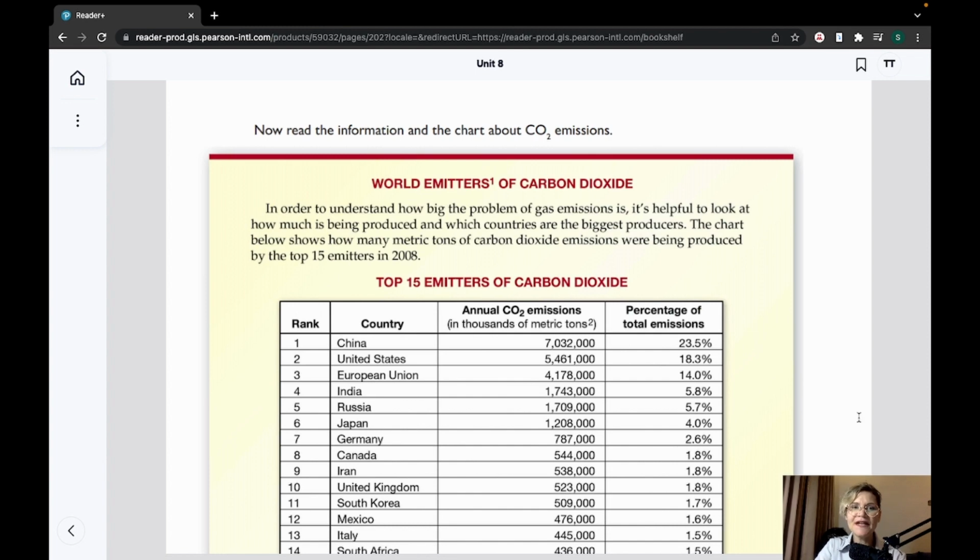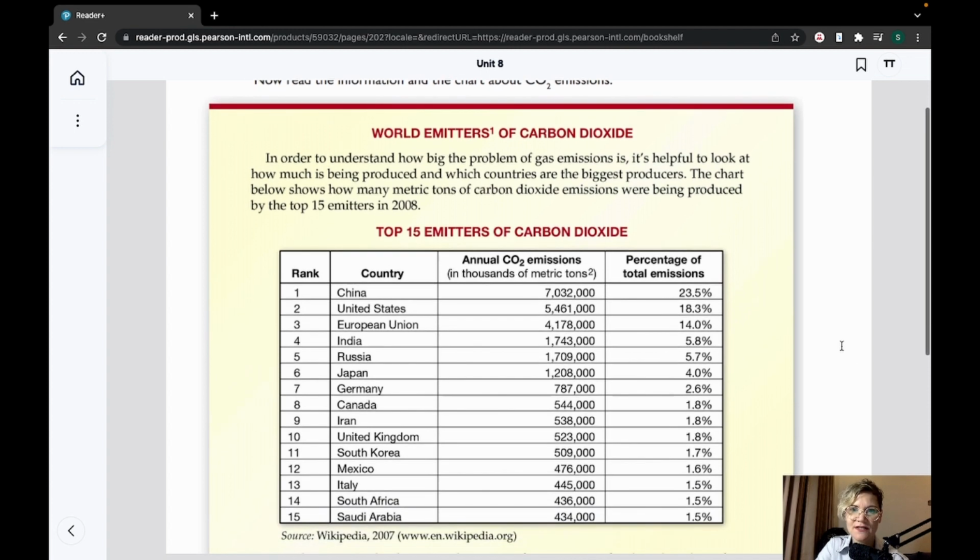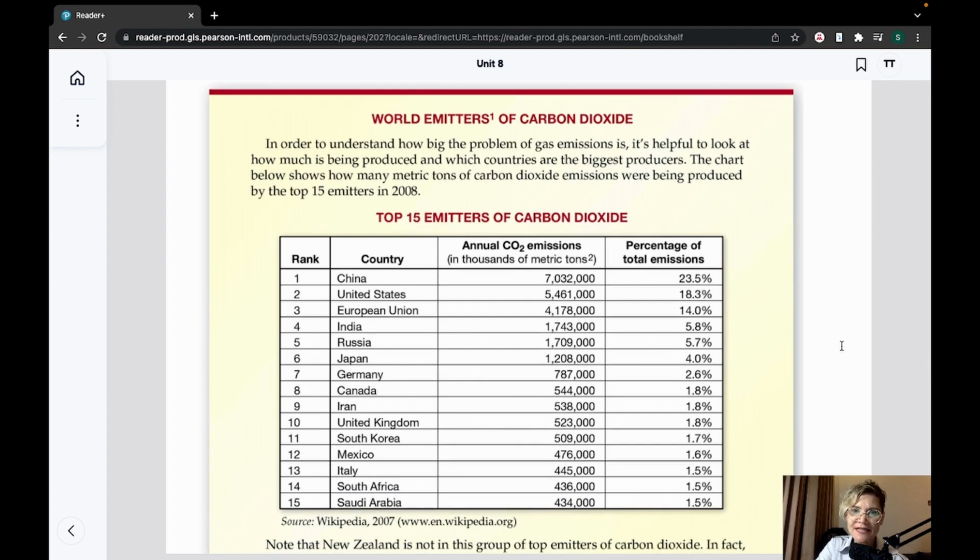Okay, very good. Now read the information in the chart about CO2 emissions. World emitters of carbon dioxide. In order to understand how big the problem of gas emissions is, it's helpful to look at how much is being produced and which countries are the biggest producers. The chart below shows how many metric tons of carbon dioxide emissions were being produced by the top 15 emitters in 2008.